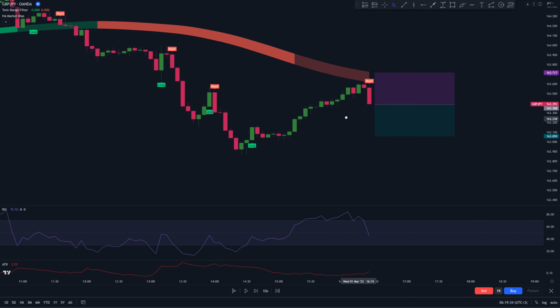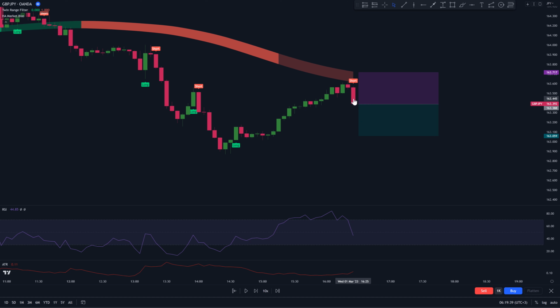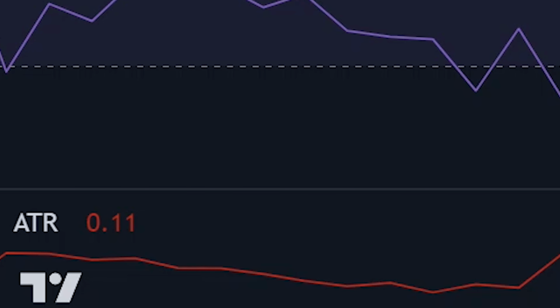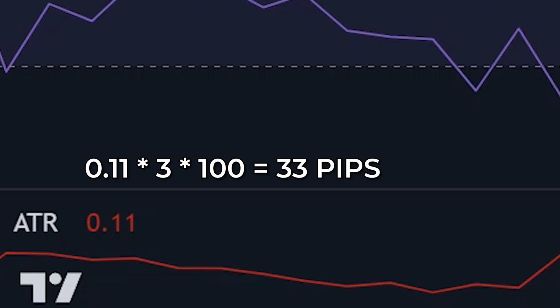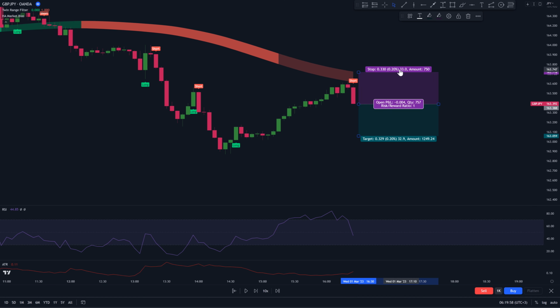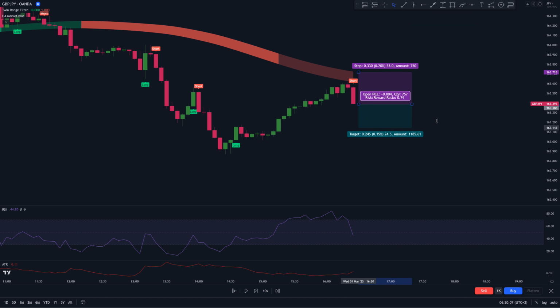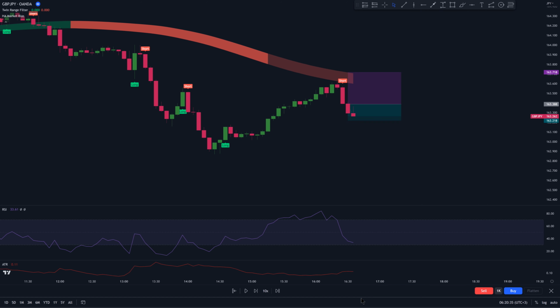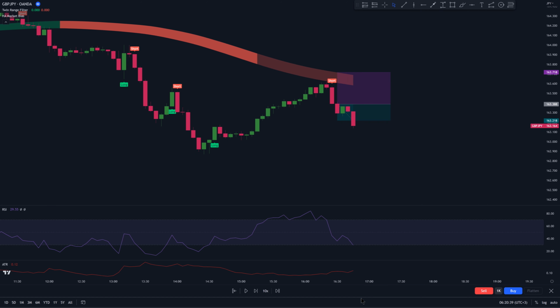The stop loss is going to be set at 3 times the ATR value of the entry candle. Again, this is the ATR value, and this is the calculation to get the pips. For the take profit, we're going to set it at 0.5 times the risk. We let the trade run, and it hits take profit.